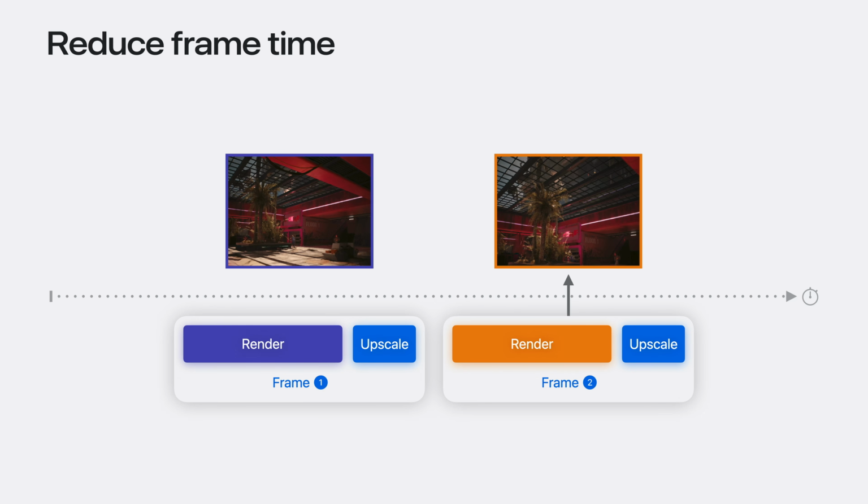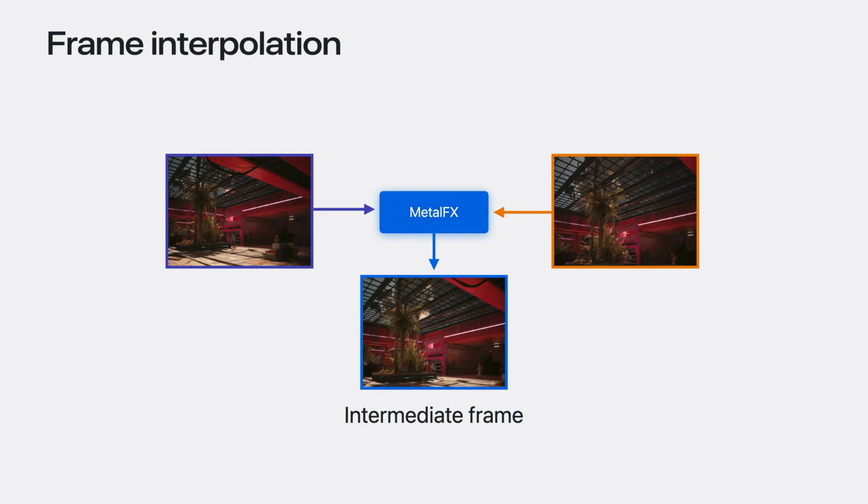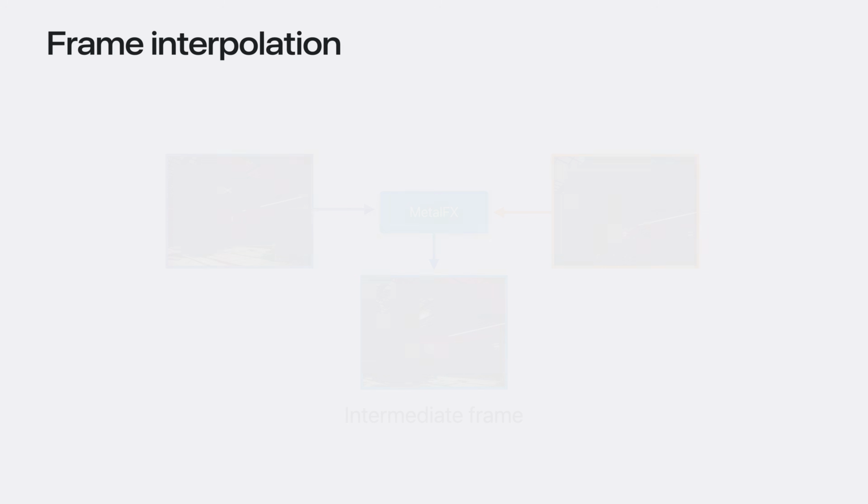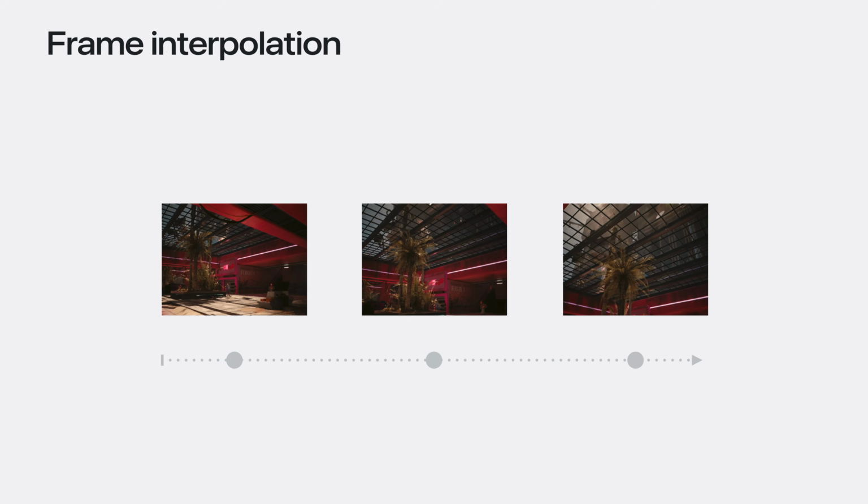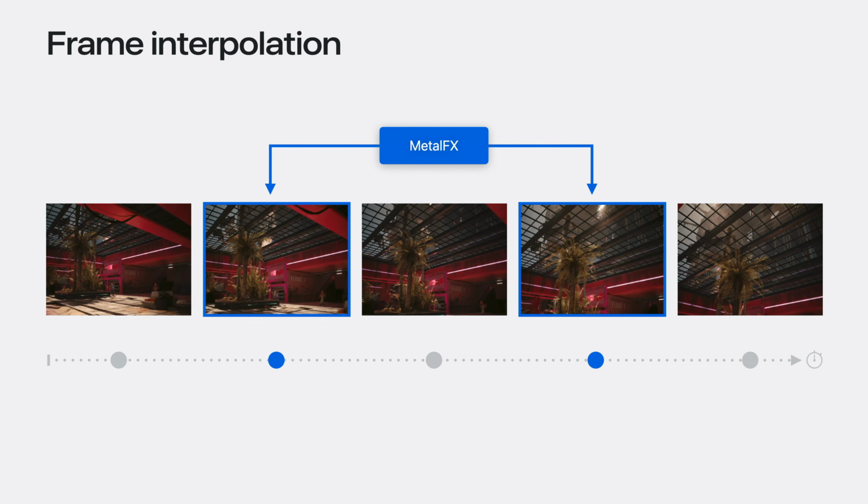And if you want to hit the highest refresh rates without sacrificing quality, MetalFX has a great solution built right in. This year, MetalFX adds support for frame interpolation. Your app can use it to generate intermediate frames in much less time than it would take to render each frame from scratch. You can use those intermediate frames to achieve even higher frame rates.